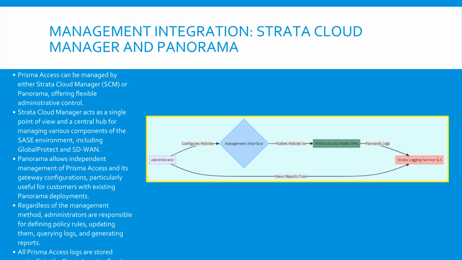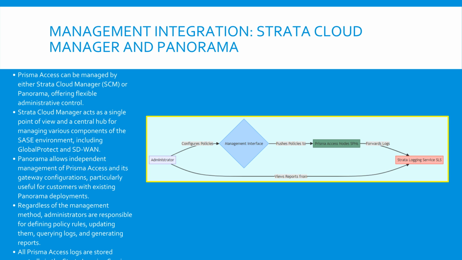All network and security events generated by the SPNs are sent to the Strata Logging Service. This centralized log storage is crucial for forensic investigations, compliance requirements, and routine analysis, consolidating data from all users, applications, and locations. This centralized visibility streamlines security operations and provides holistic insight into the health and security posture of the entire environment. What is the core learning here?